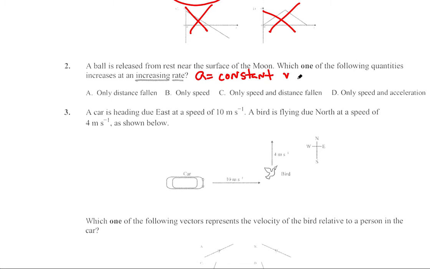The velocity we know is increasing, but since the acceleration is constant, the velocity is increasing at a constant rate. So then that leaves my position, the distance that it falls. Since the position is proportional to t squared for accelerating objects, my position-time graph looks like a parabola for accelerating objects.